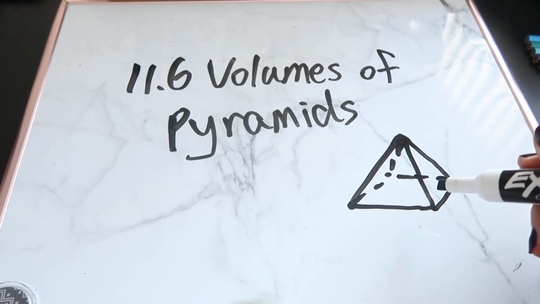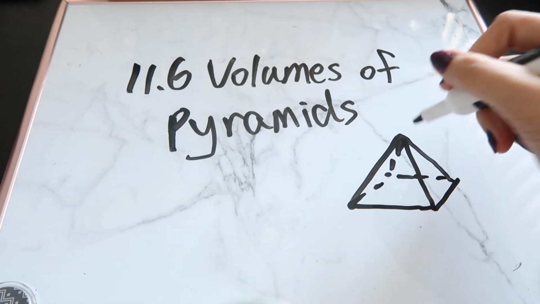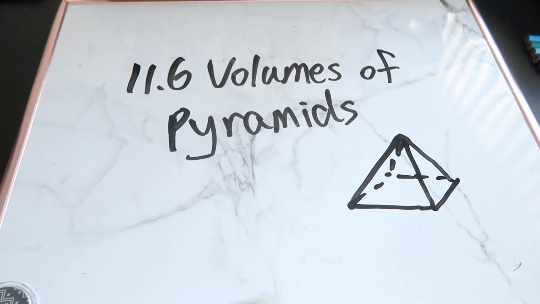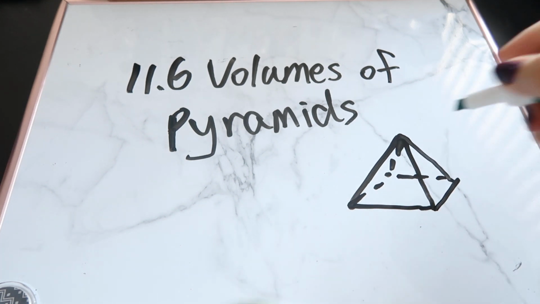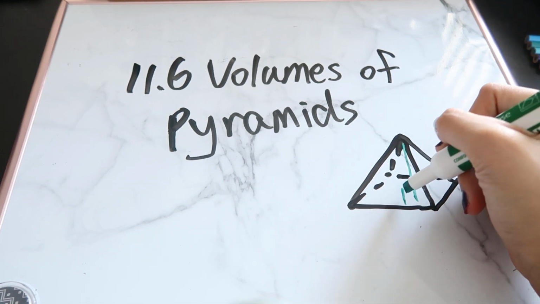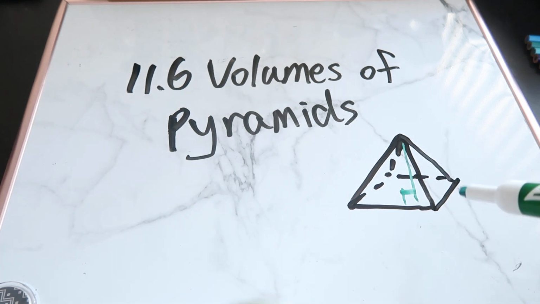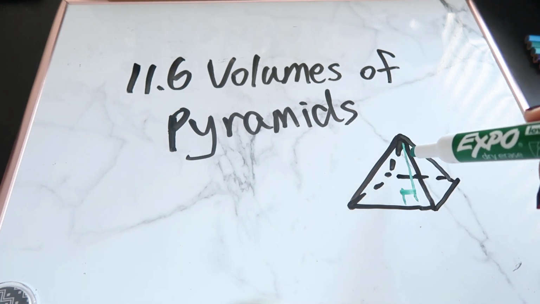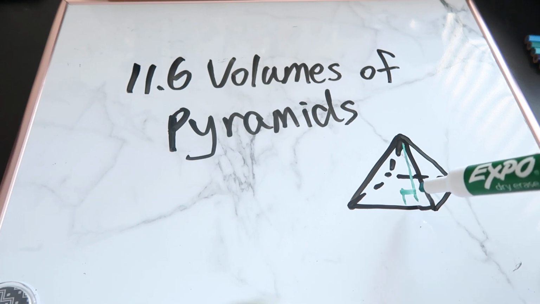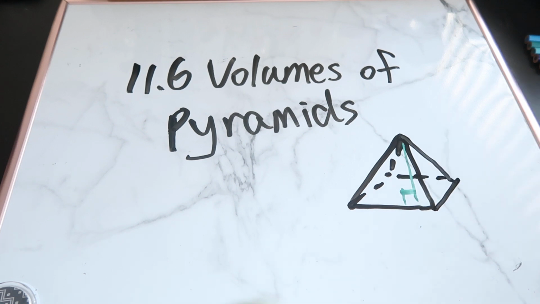So that would be a pyramid, and if you take a look at this, it will always have a height. And in order to know which one is the height, it goes directly down, perpendicular to the base, and you will always be able to see this right angle mark to indicate this is the height. I'm gonna label it with H.